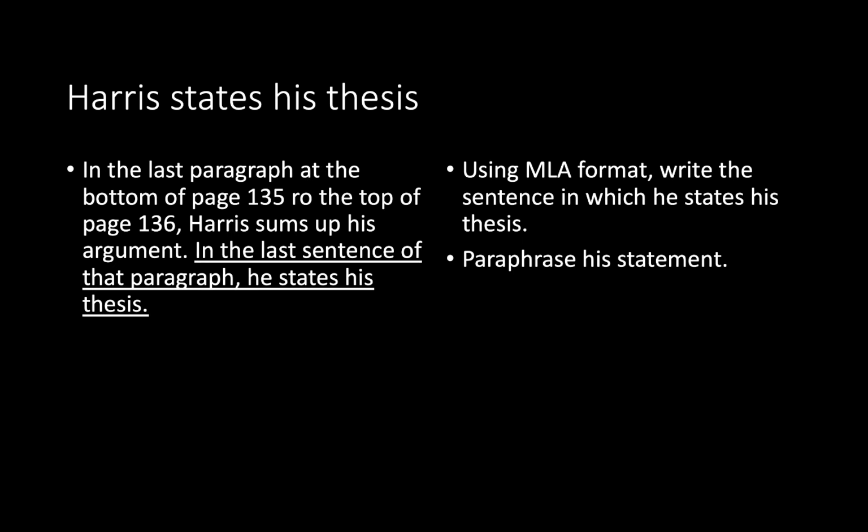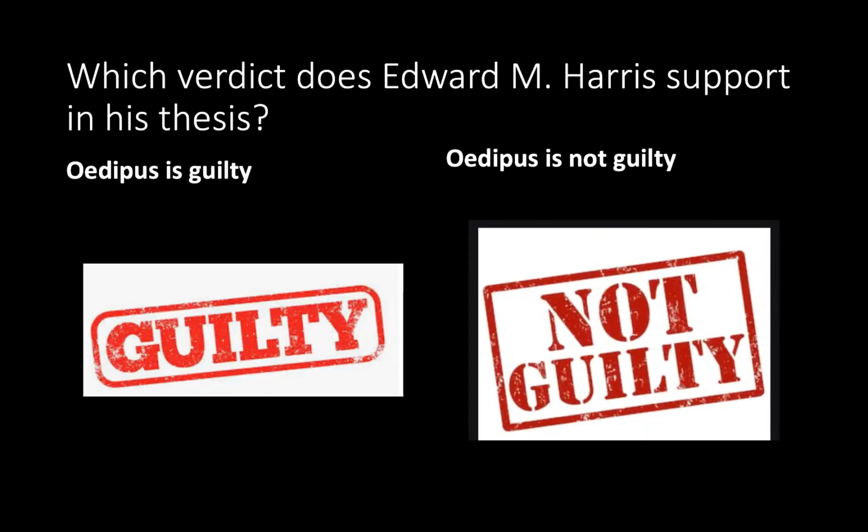At the bottom of page 135, in paragraph number 4, beginning with the sentence, "Oedipus's account of his killing of Laius clearly does not fit into any of the categories of just homicide," Harris sets up the reader for his thesis. On page 136, in the final sentence of that paragraph, he states his thesis: Oedipus's murder of Laius was not a form of legitimate self-defense, and you need to underline that sentence. Now, which verdict does Harris support? Guilty or not guilty? Label that sentence, Harris's thesis for a guilty verdict. This essay by Edward M. Harris supports a guilty verdict.